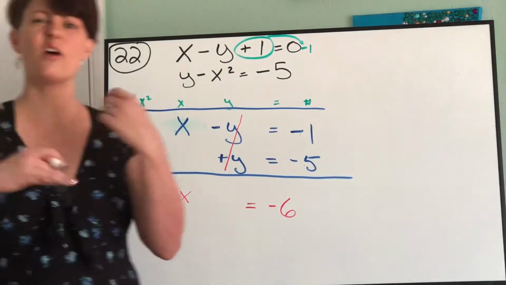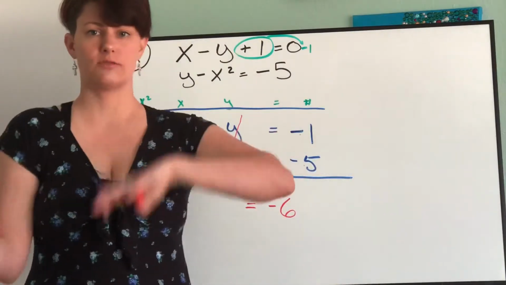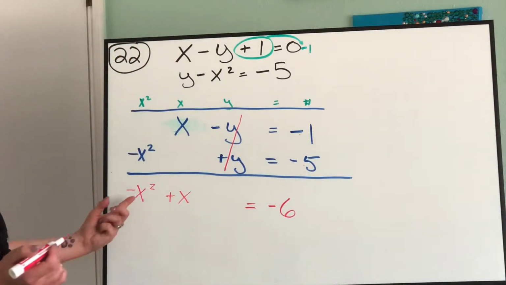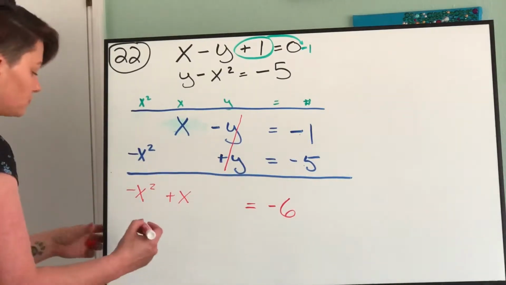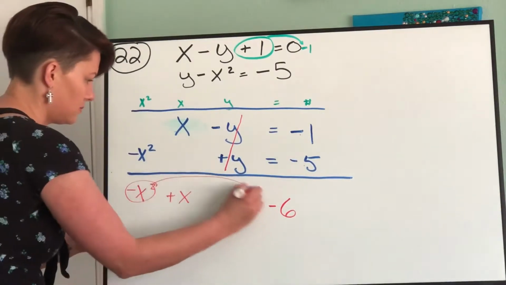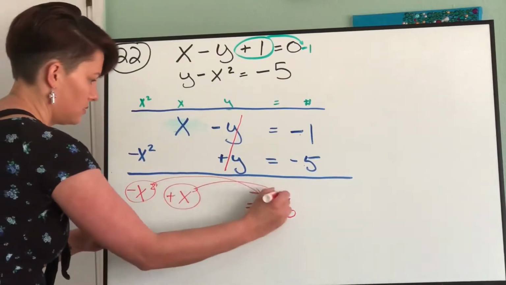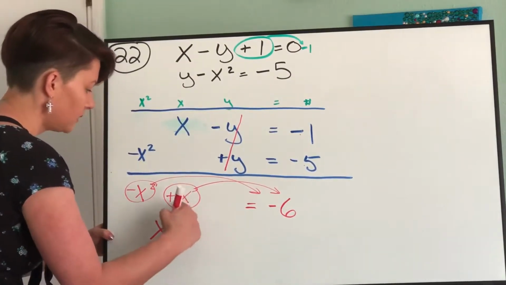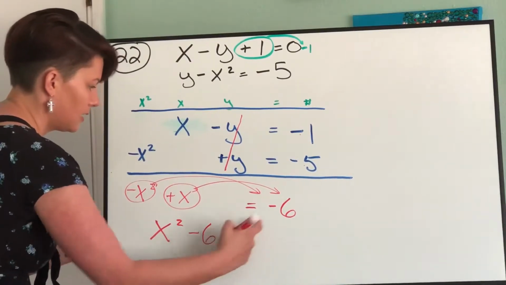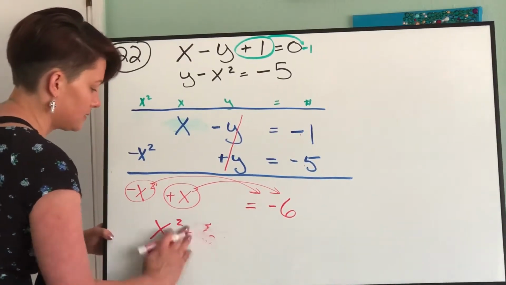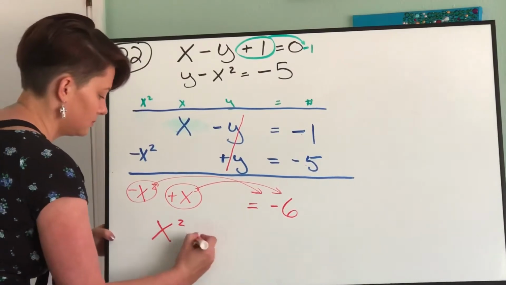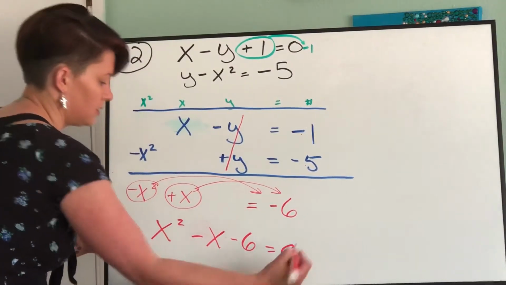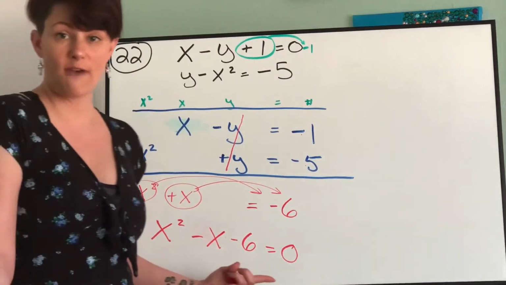Then to solve for x, we need to move everything over to the same side. I like my x squares to be positive, so let's move everybody over to this side. This changes to a positive x squared and negative x. That stays at negative 6, and then it equals 0. Then we're going to factor it.